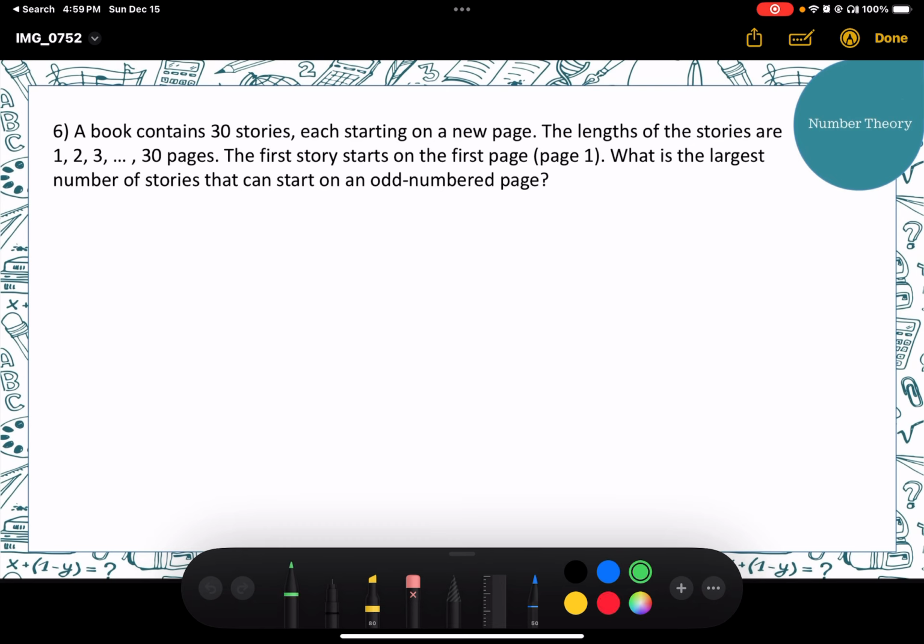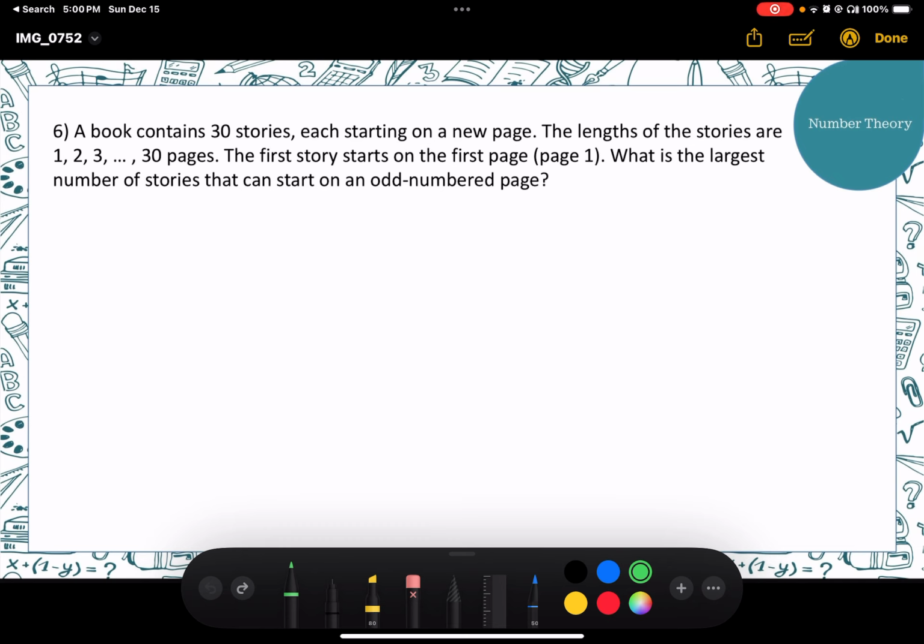So let's use green. Okay, so the first one starts on 1, right? So you can either count it out or you can use logic. And in this case, writing out 30 different stories, each going from 1, 2, 3 all the way till 30, you're going to have to write like 300 numbers. So that's not going to be fun. So instead, you can use logic. So here's how it works. All 30 stories have to be a different number of pages from 1 till 30, but they don't have to be in that order.